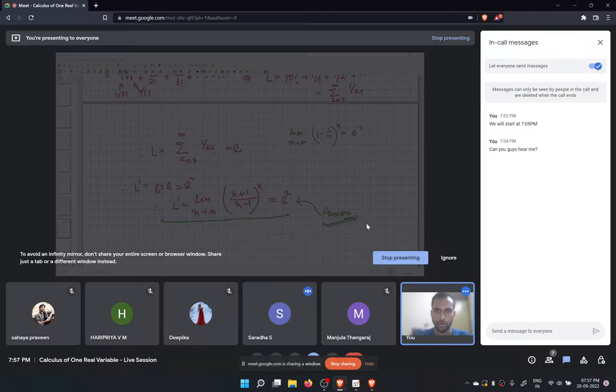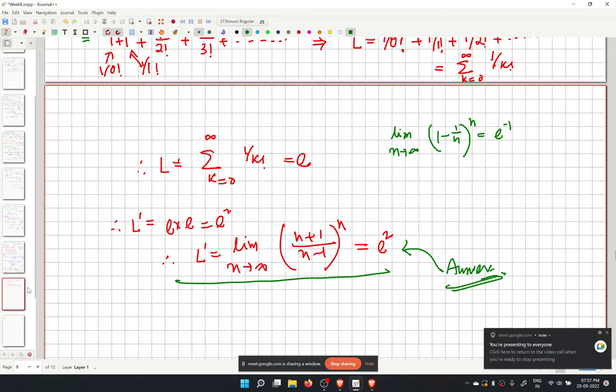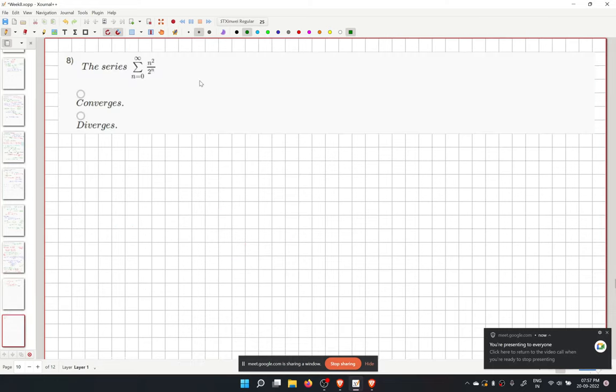Okay. So any more doubt? Okay. So let us go to the next problem. So again, we are given a series, which is the sum from n equals 0 to infinity of n square by 2 to the power n, and we have to comment on whether this is converging or diverging. So again, we'll be doing the ratio test.